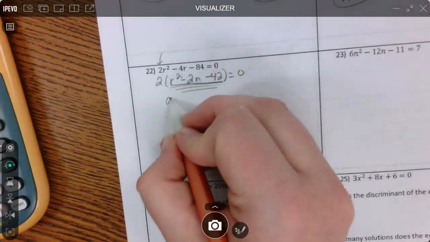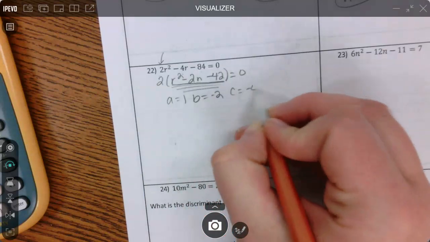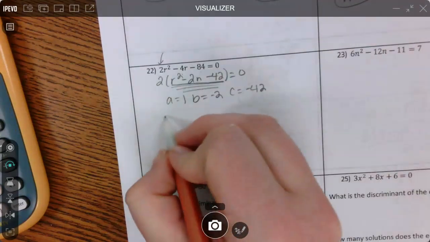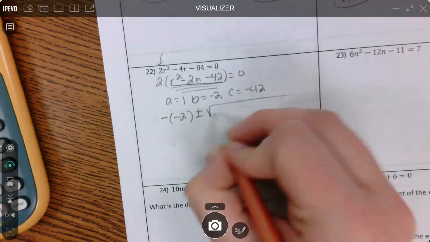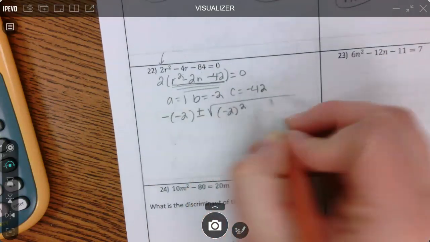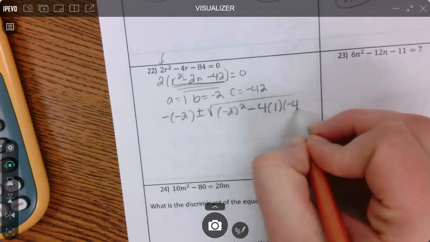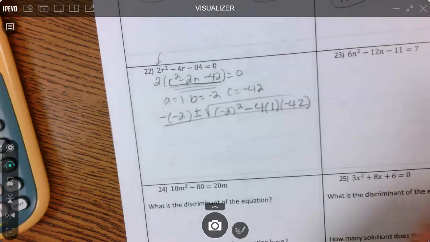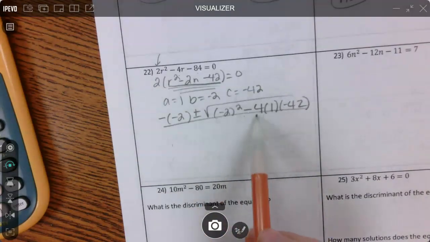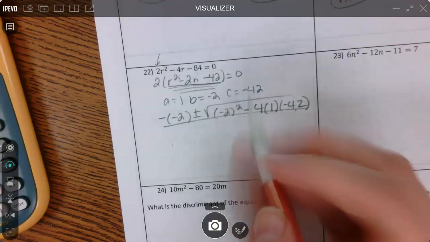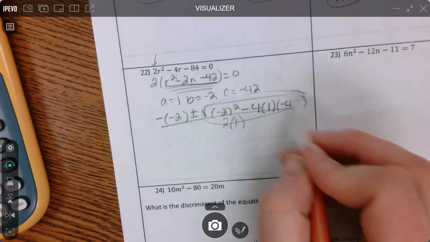All right, so a is 1, b is negative 2, c is negative 42. So we have negative times negative 2 plus or minus the square root of negative 2 squared minus 4 times 1 times negative 42. Guys, this is just the formula: negative b plus or minus the square root of b squared minus 4 times a times c, all over 2 times a, and a is 1.